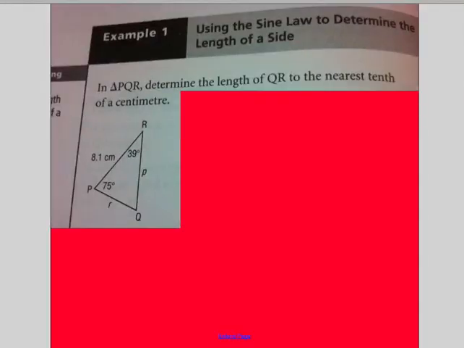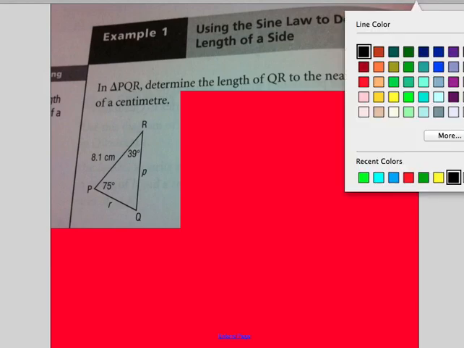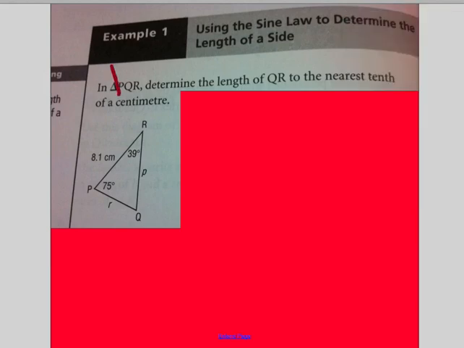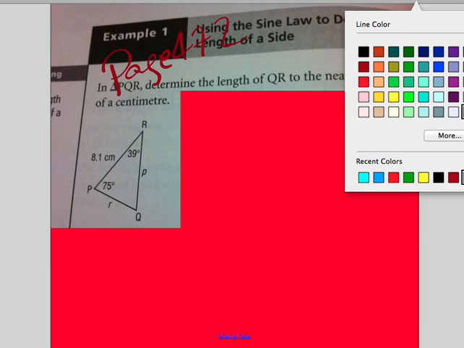All right, so here's a question from your work text, and this is found on page 472. So what I have here is a question that's got this triangle set up. I've got an angle of 75, I've got an angle of 39, and I know this length here of 8.1.